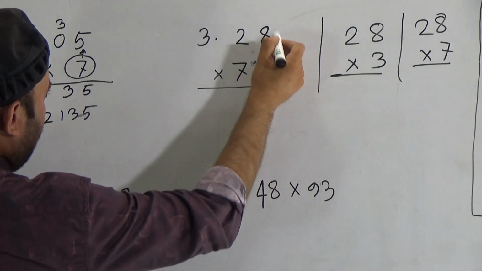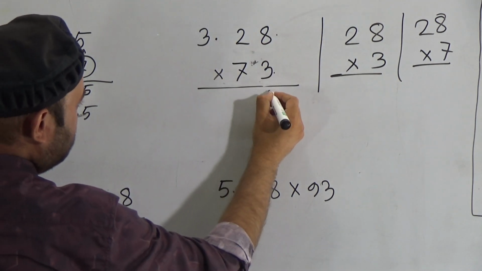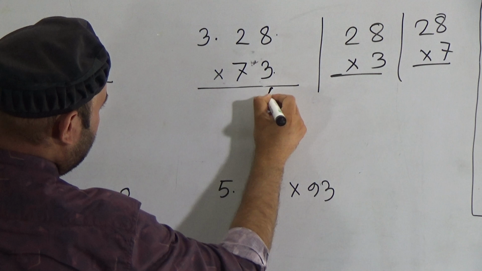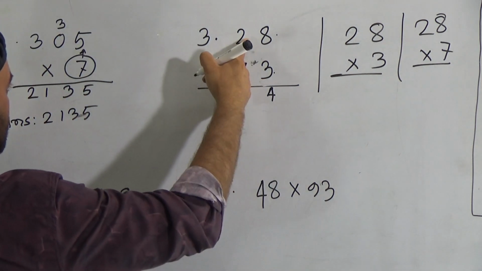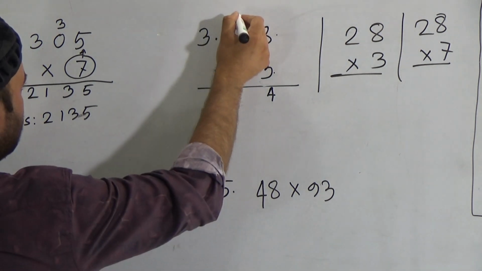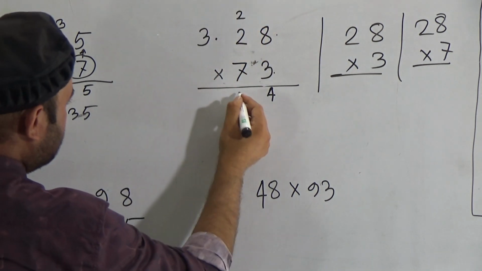First 3 eights, 3 eights are 24, and there is carry 2. 3 twos are 6, and carry 2, 6 and 2 is 8.